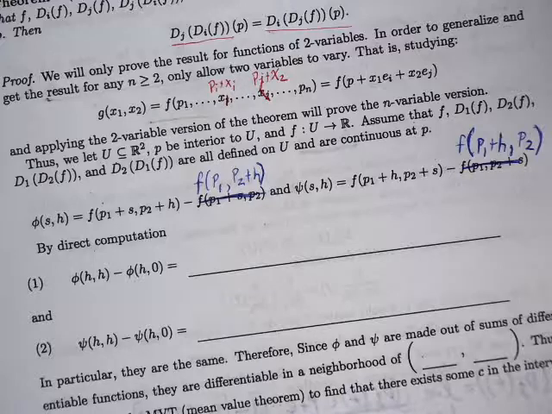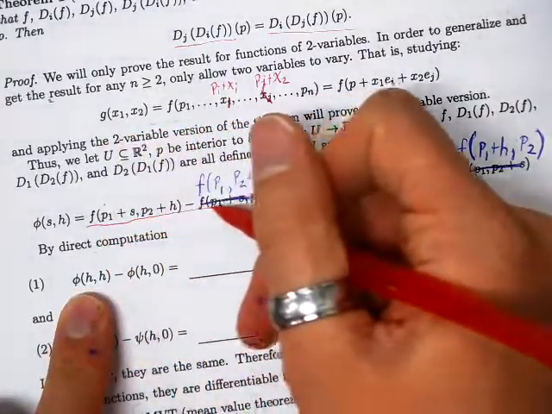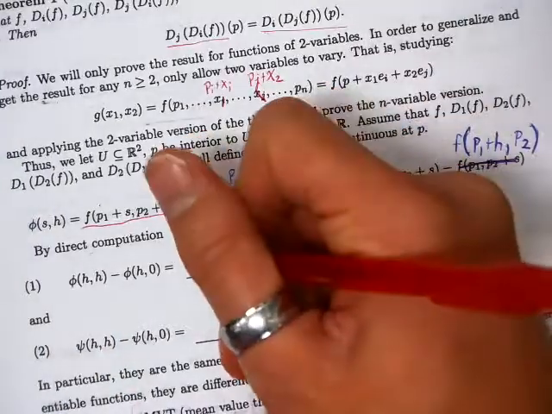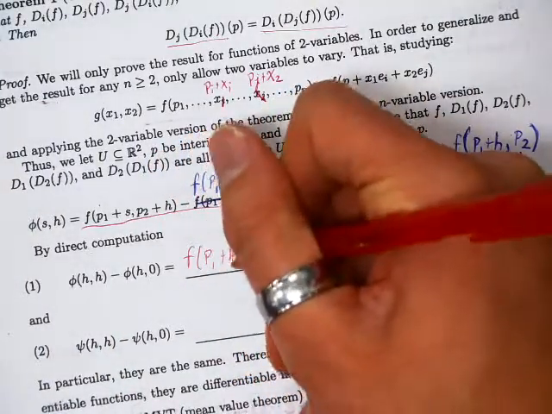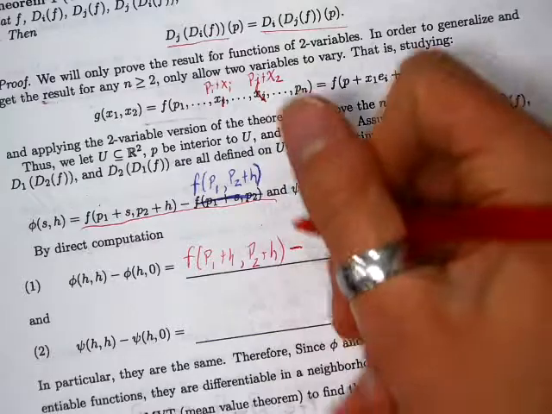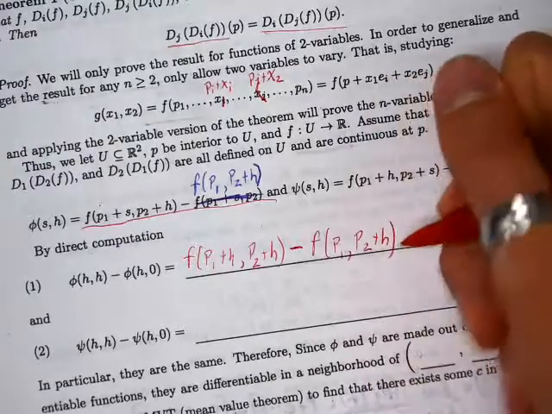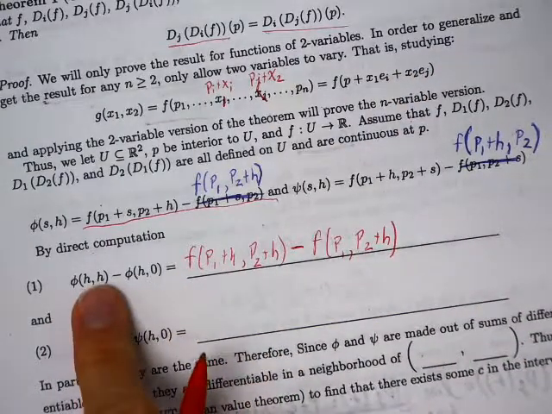In equation world, what do you wind up with? Phi of HH minus Phi of H0. Or maybe I'll just start writing it down. Cool, so phi of HH. That means I'm going to take this formula and plug in S equals H and H equals H. I'll get F of P1 plus H, comma P2 plus H, minus F of P1, comma P2 plus H. So that comes from the phi of HH term.